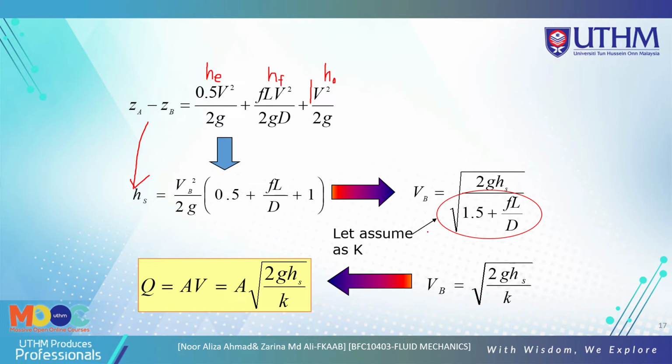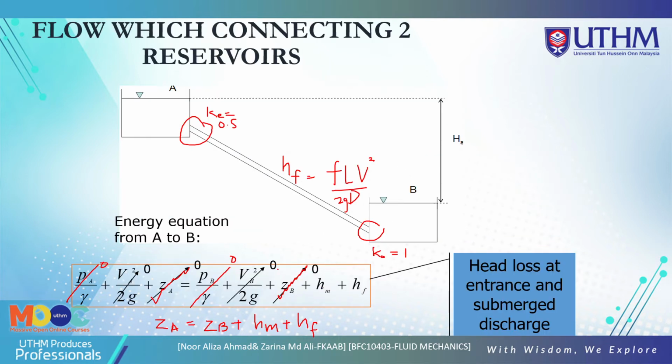We assume that as the K, same as the previous slide. So we get 1.5 plus FL over D here, so we get the Q is the square root of 2GHS over K. So you get this formula based on the energy equation from A to B.